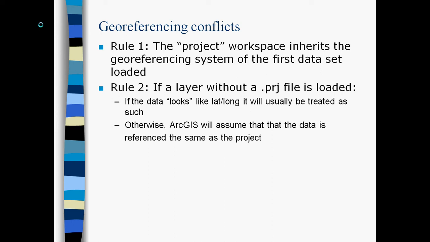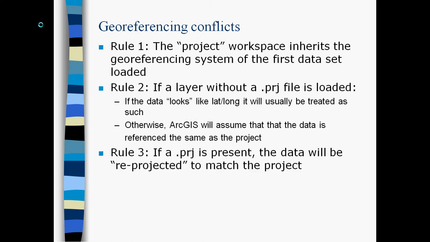If it's some other system and it's not recognizable, then ArcGIS will assume, with about an 80% chance of being wrong, that the new data set is going to have the same georeferencing system as the currently active map document, the currently active workspace. And that's almost always, or usually, a wrong assumption.